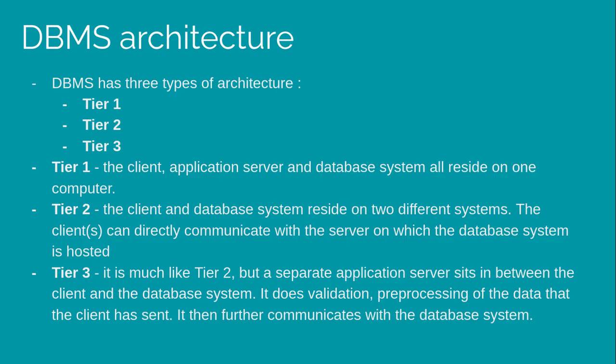So the client does not directly communicate with the database system, it communicates with the application server, and then the database system communicates with the application server. The application server sends the response back to the client. This allows a layer of security in between. That is an advantage of tier 3 architecture. It provides security.